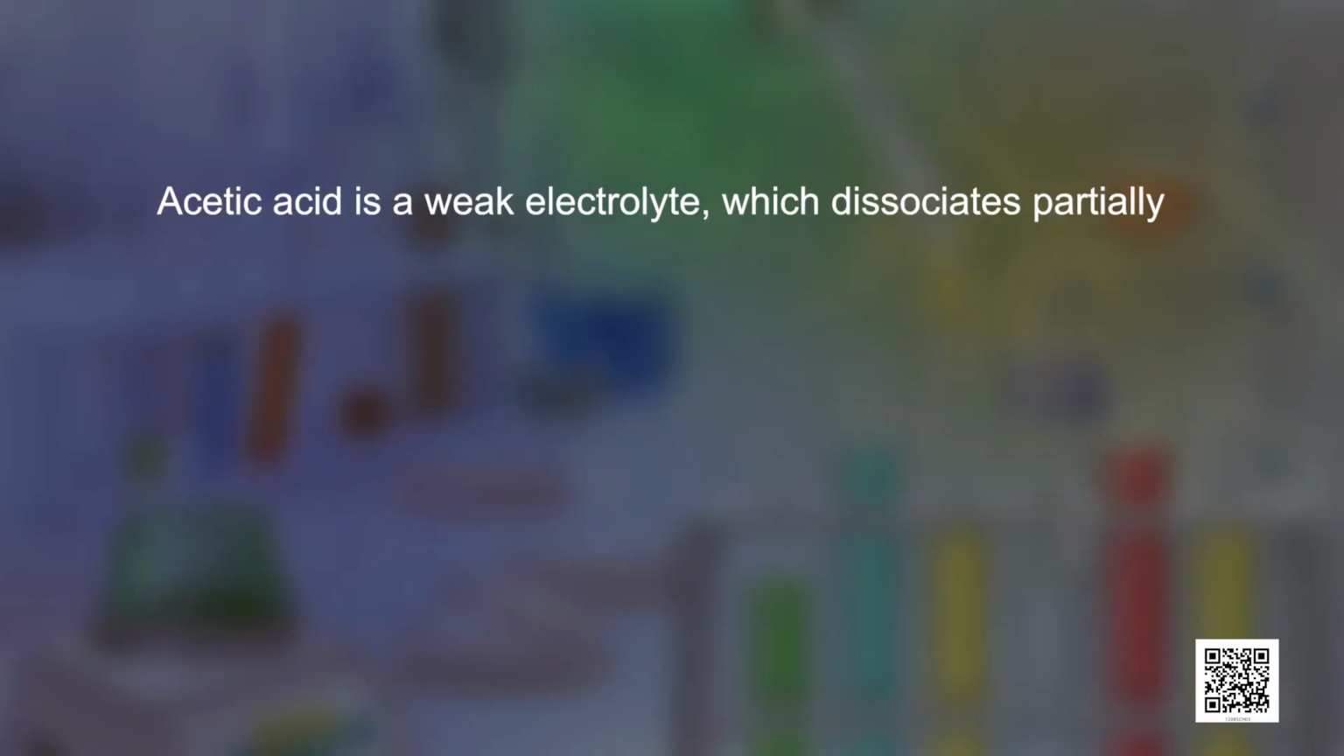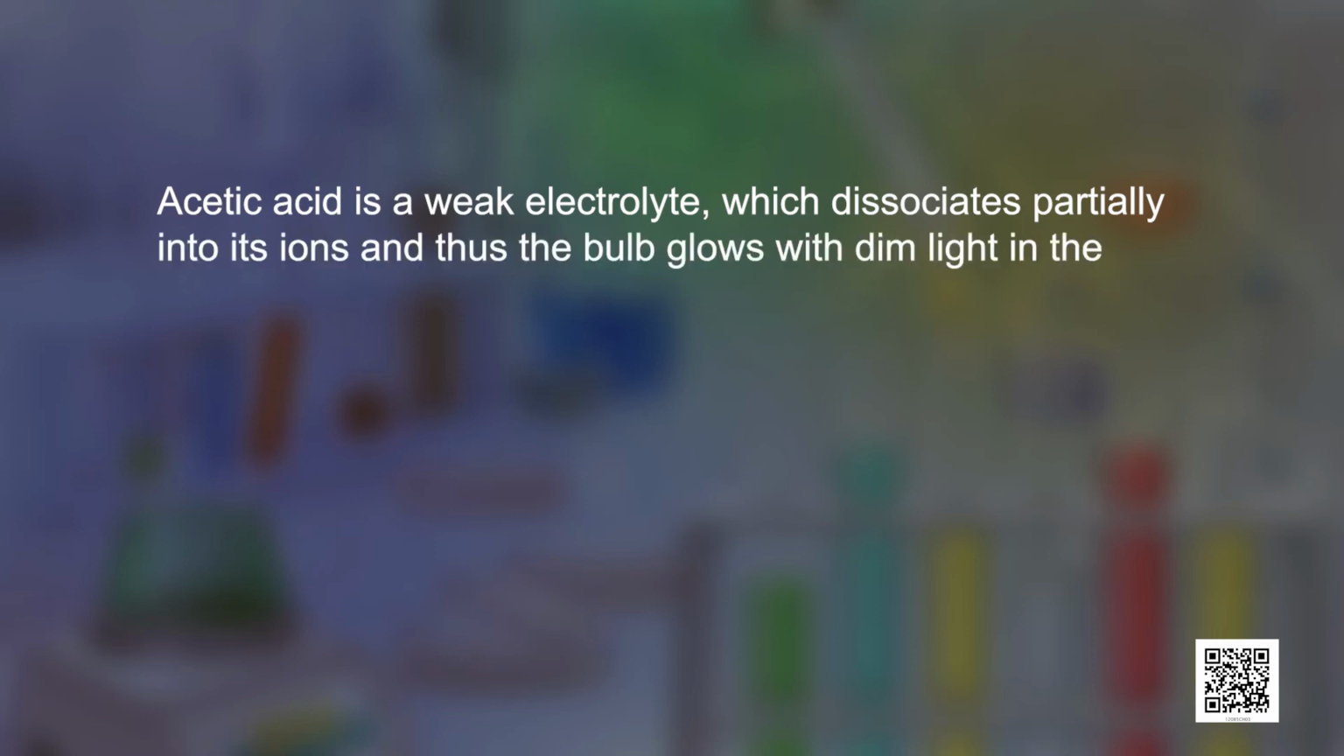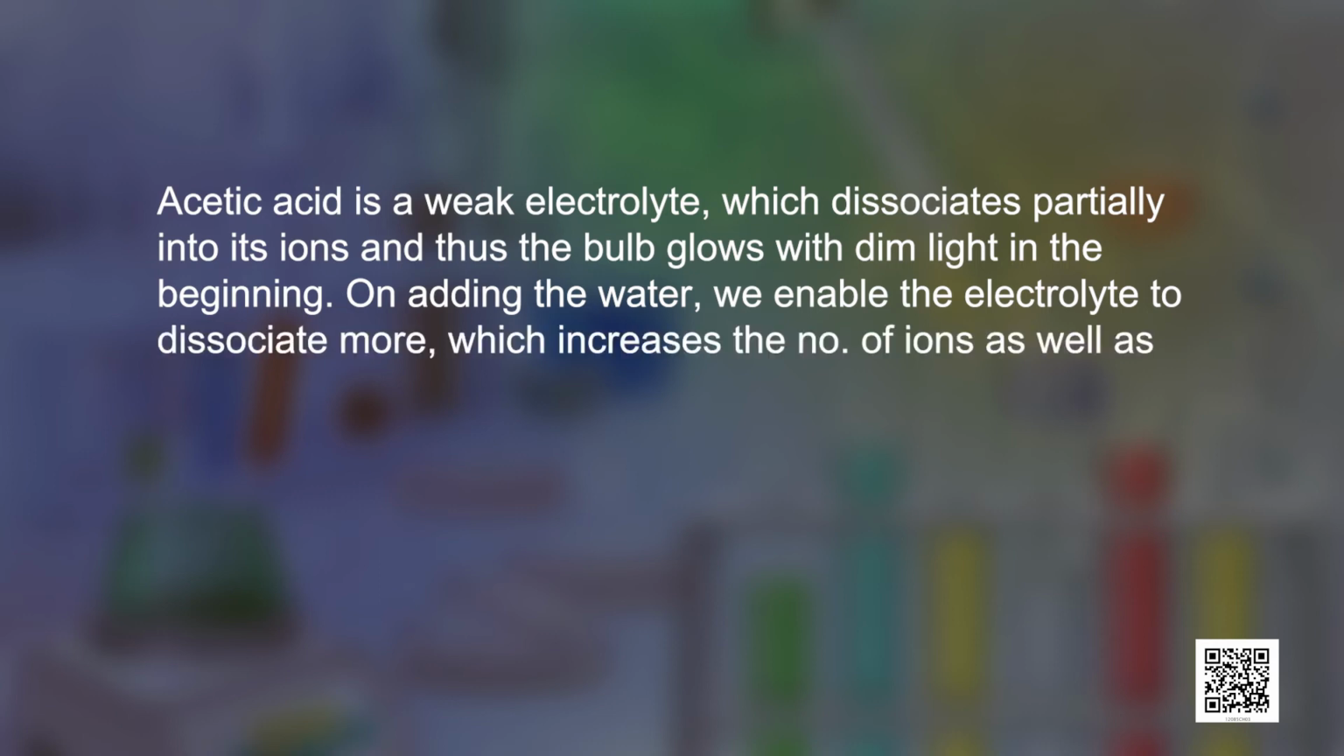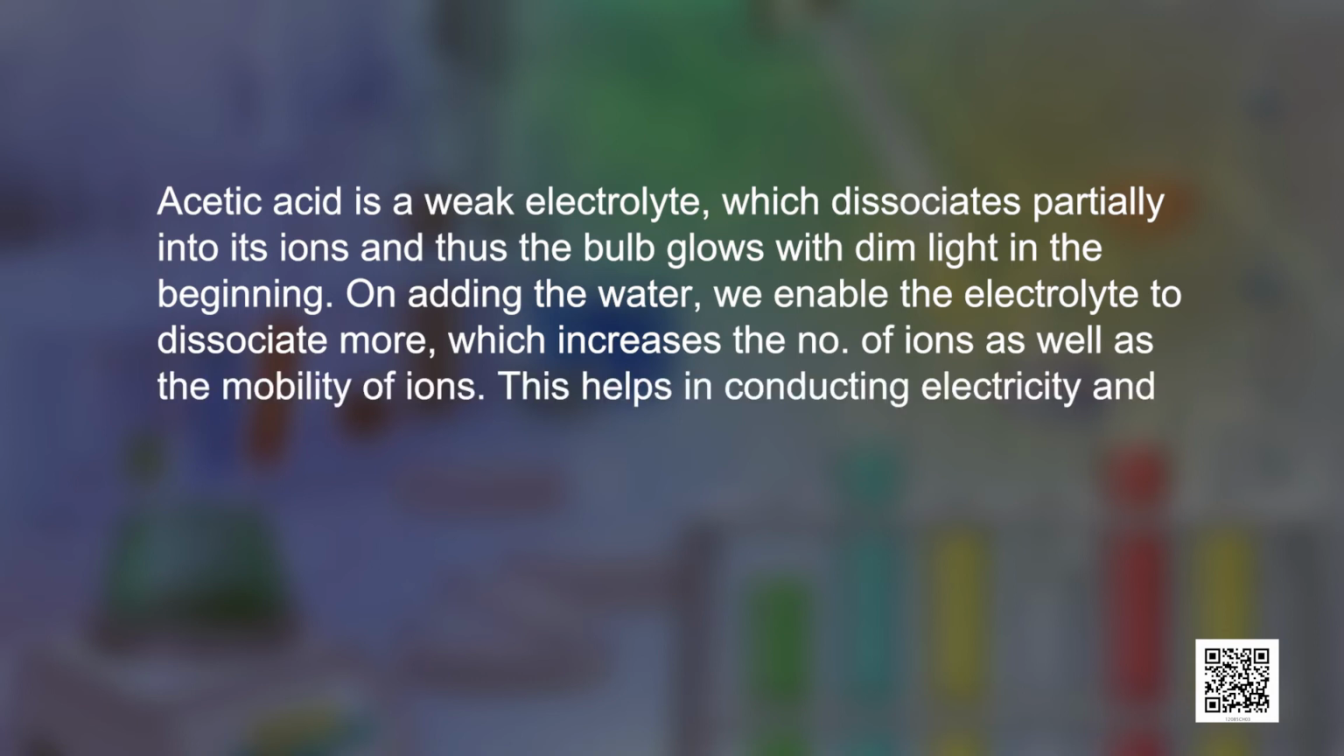What do we infer? Sodium chloride is a strong electrolyte and conducts electricity readily. This is because strong electrolytes dissociate completely into their ions, and that is why the bulb glows bright. Acetic acid is a weak electrolyte which dissociates partially into its ions, and thus the bulb glows with dim light in the beginning. On adding the water, we enable the electrolyte to dissociate more, which increases the number of ions as well as the mobility of ions. This helps in conducting electricity and the bulb glows gradually brighter.